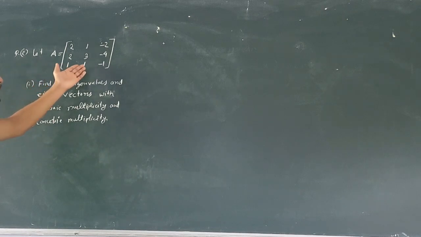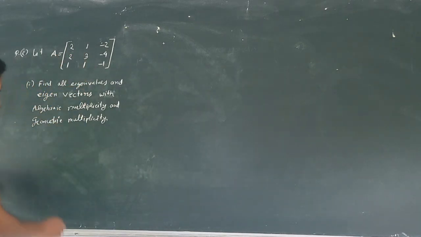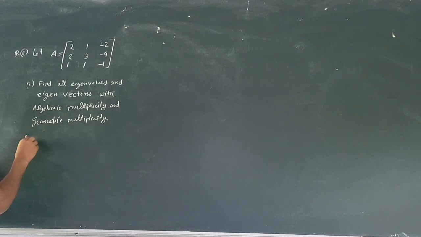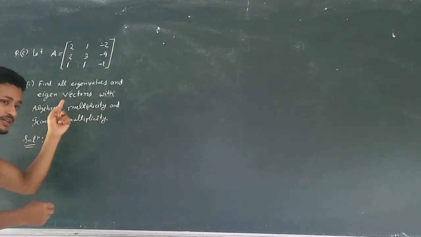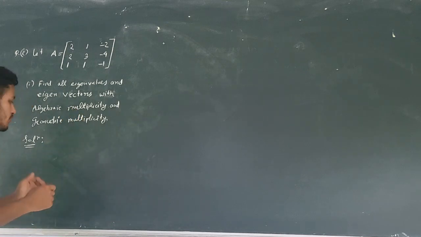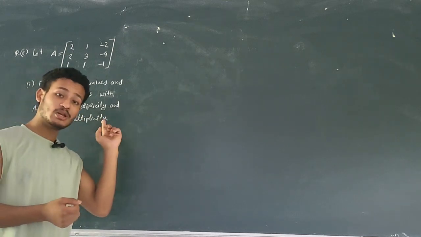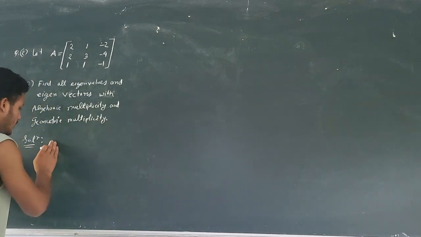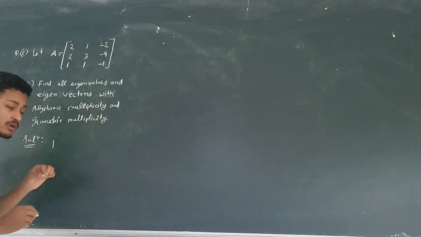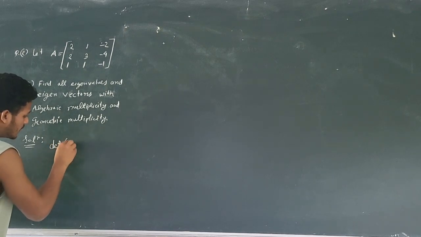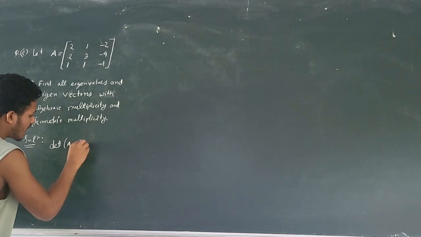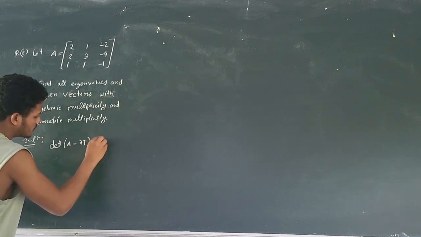So we are given that this is a 3 cross 3 matrix. Solution starts here. So look, when we are given a matrix, how do we find the eigenvalues of that matrix? This simple equation gives you the eigenvalues. That is, determinant of A minus lambda I is equal to 0.